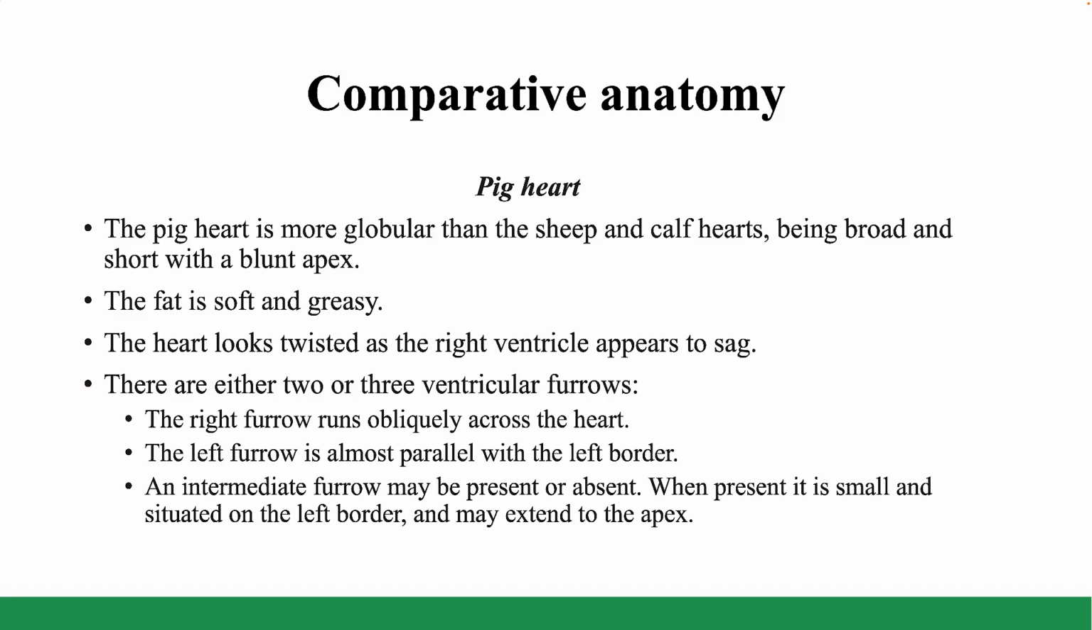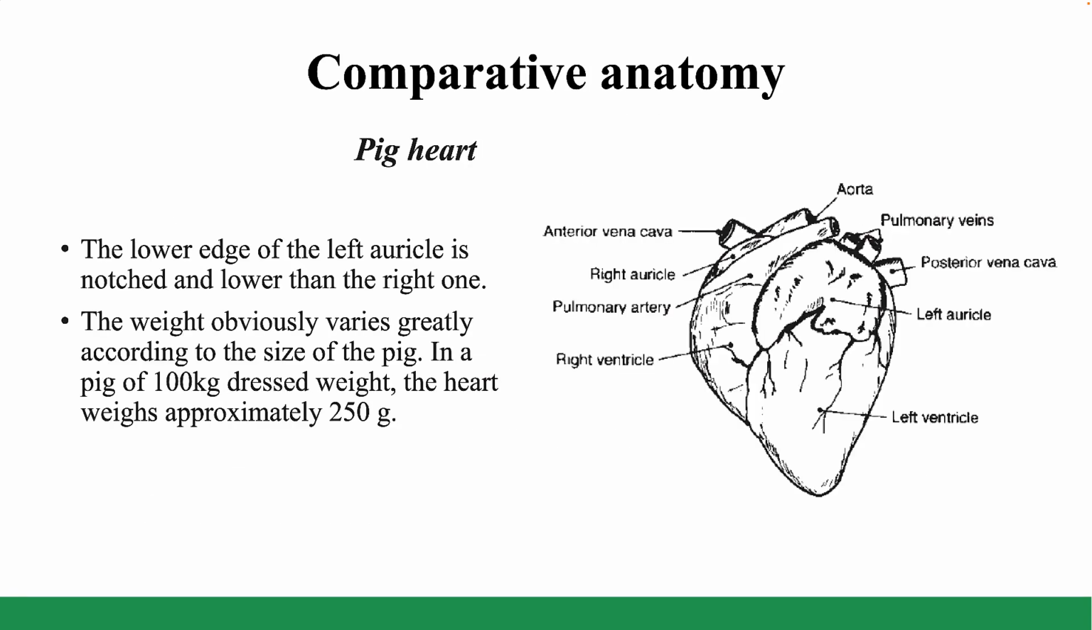The intermediate furrow may be present or absent. And when it's present, it bears similar features as we saw in the horse and ox. It doesn't go towards the apex. You can look at this heart here, the left auricle, there is this notch here. There is a notch on the left auricle, and its lower edge is a little bit lower than that of the right auricle. And the weight also varies.